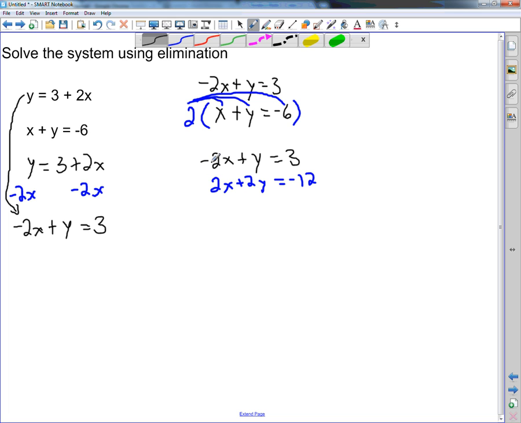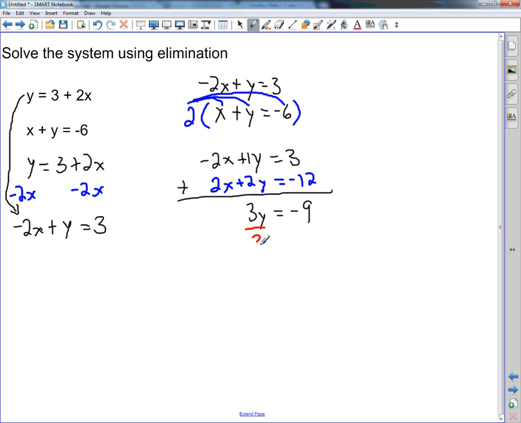Now notice that we have the same number opposite signs, so we're ready to add these two equations together. So I'm just going to add them straight up and down. -2x plus 2x is 0, so that's gone. 1y plus 2y is 3y. 3 minus 12 gives me -9. Now notice I only have one equation. Divide by 3, divide by 3, and we get y equals -3.